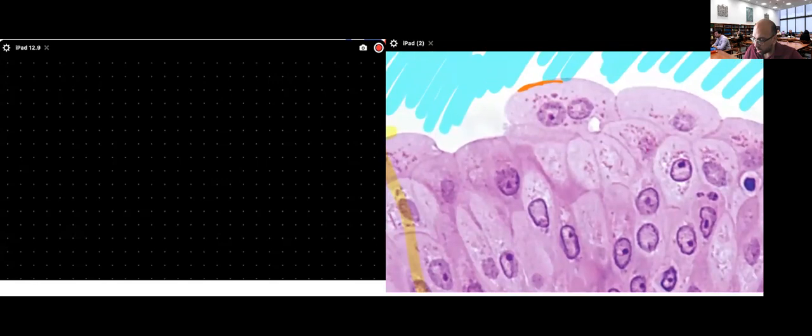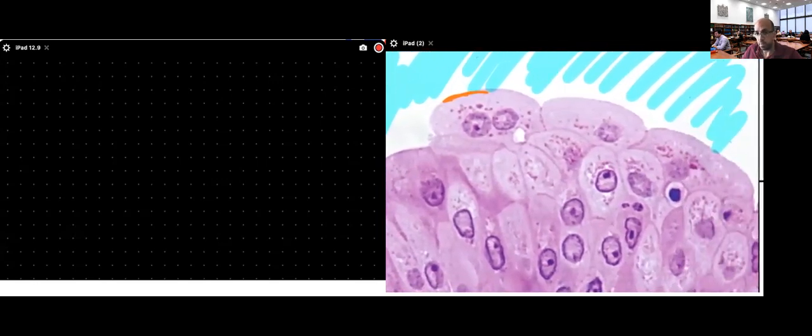Now, what should I be looking at? Look at the outermost cell layer. So what do you think is the shape of the apical cells in this case? What is the shape of this cell? What do you think? Does this cell have a width much greater than the height? Yes, so this means I'm looking at a squamous cell.